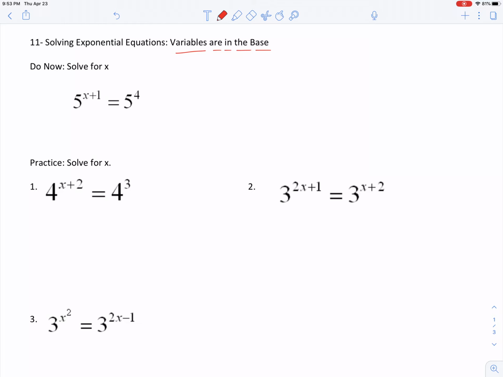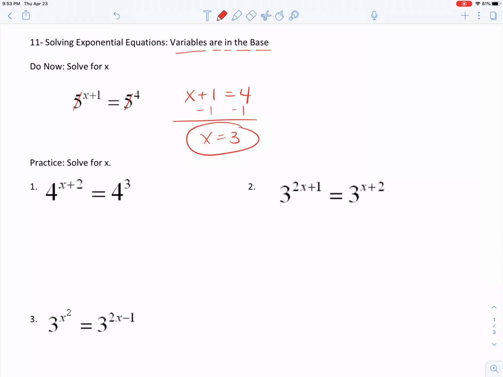So I hope you tried the do now before looking at this, but here you see that they have a power, 5 to the x plus 1, equal to another power, 5 to the 4th power, both of them having the same base of 5. So if the bases are the same, I hope it makes sense to you, then the exponents would have to be the same. So this would just then become x plus 1 equals 4. When the bases are the same, you can just drop the bases and set the exponents equal to each other. So you just subtract 1 from both sides and you'd get x equals 3.